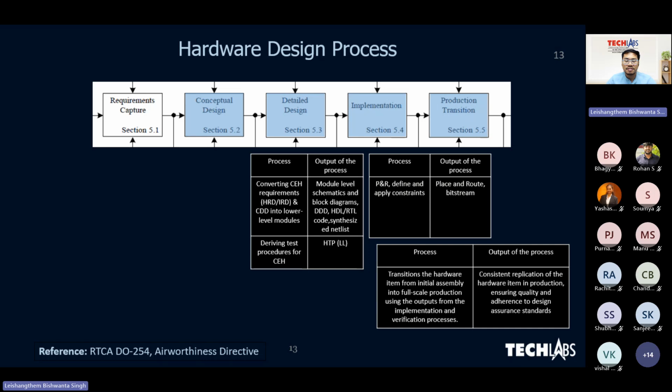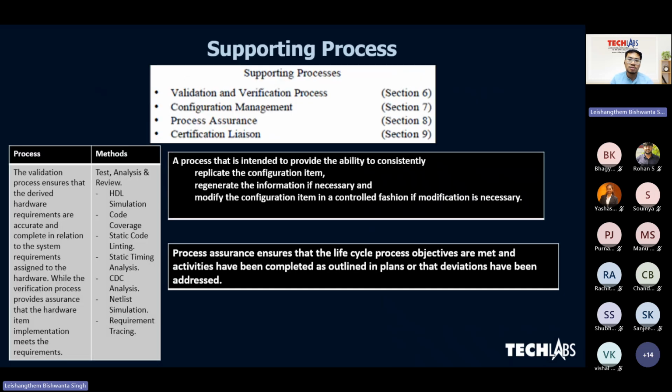If we remember the slide where I explained the design lifecycle process of the whole DO-254, we had the planning process and the hardware design process, and parallel with that there was a supporting process also. So let's talk about the supporting process. In the supporting process, we have the validation and verification process, configuration management process, process assurance, and certification liaison. As design and verification engineers, we are already aware of the verification and validation process, but the only difference in DO-254 is that it has to be recorded and properly structured.